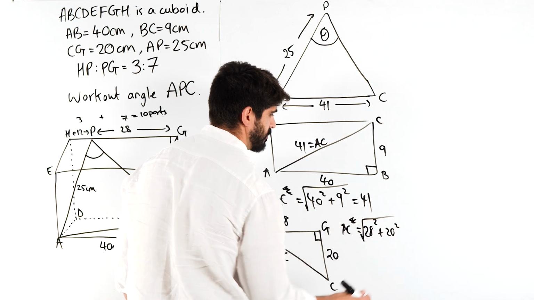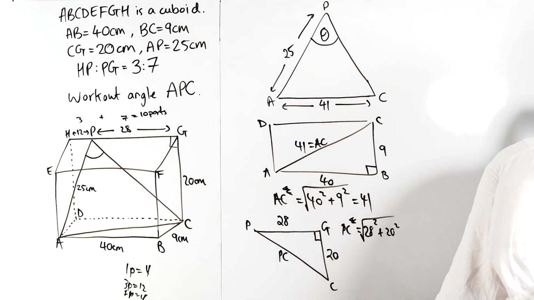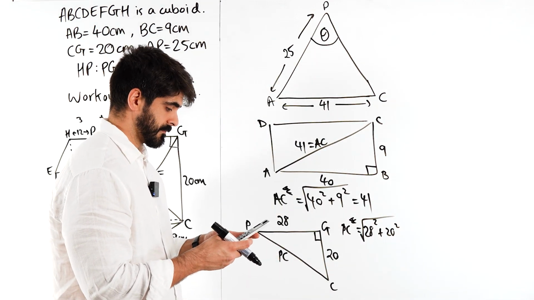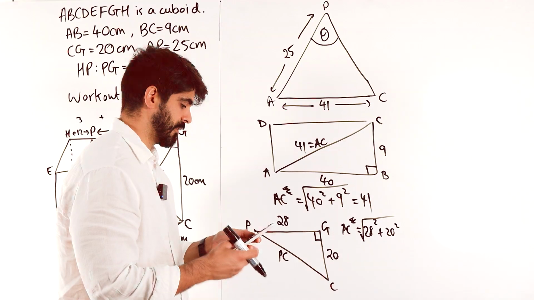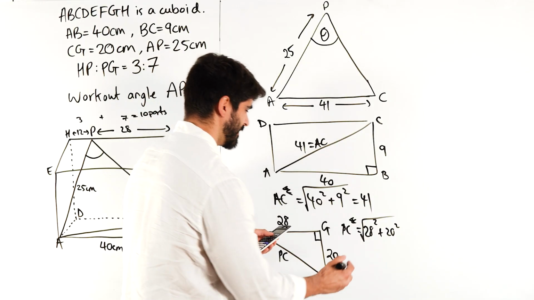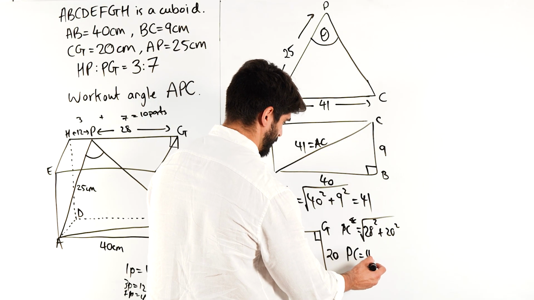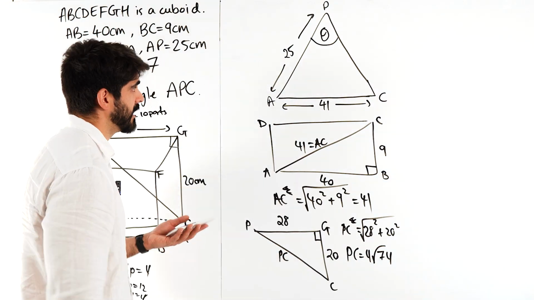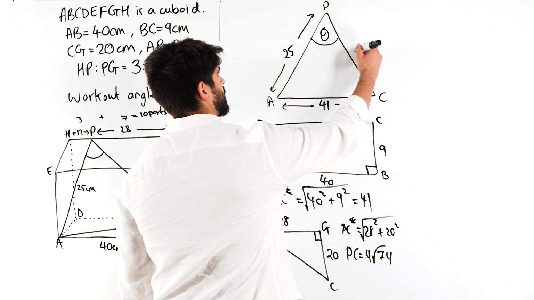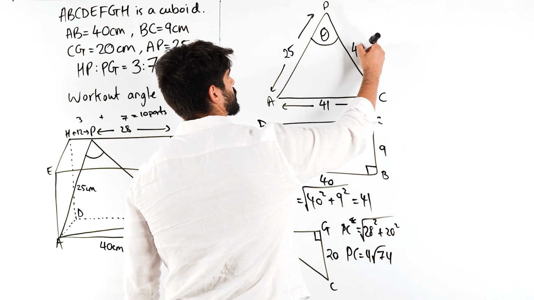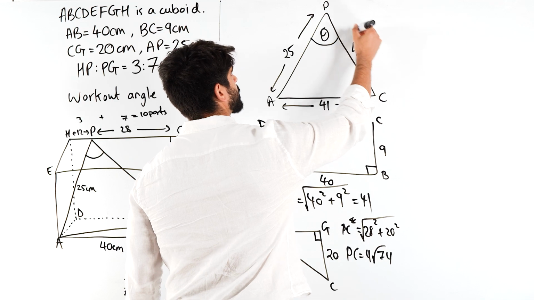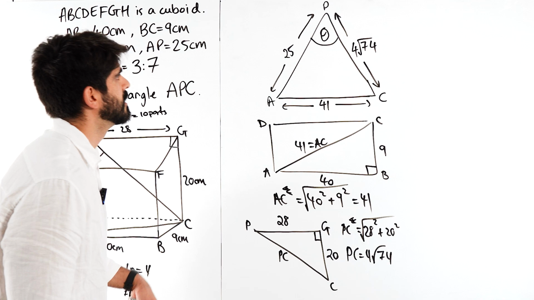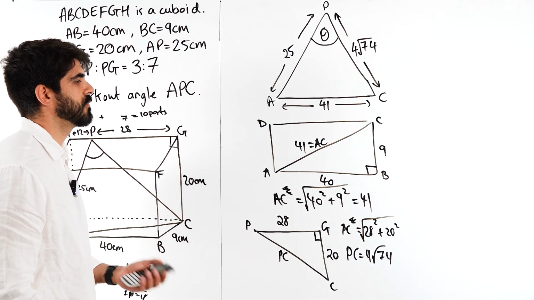And I'm just going to assume that it does give us a nice answer. Let's see. Nope. 4 root 74. All right. Not ideal, but at least we know this is not an isosceles triangle. I mean, if it was isosceles, it would be much nicer. Okay, so with that, how do we work out theta?